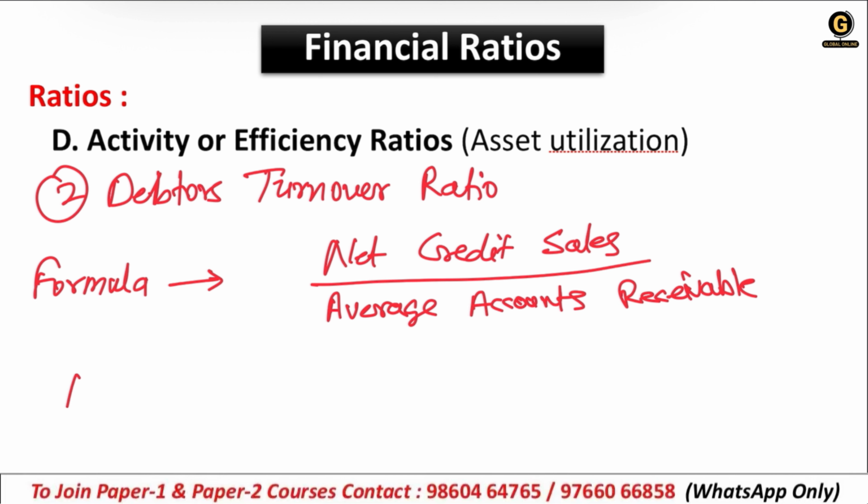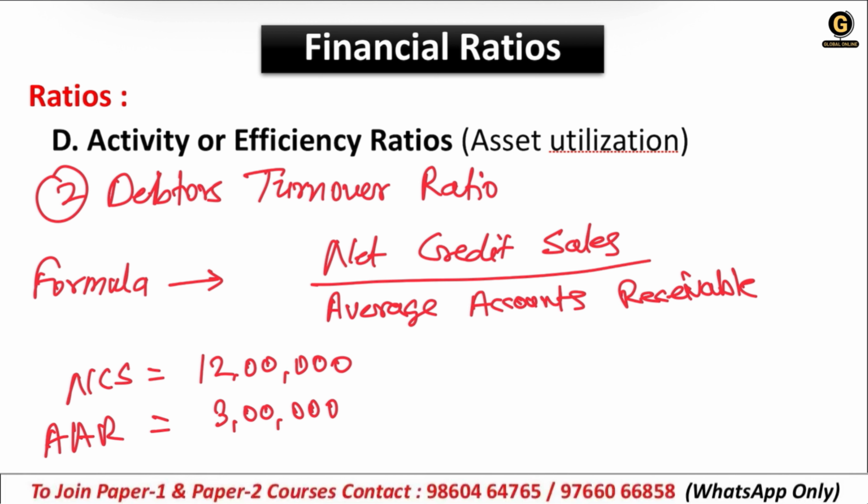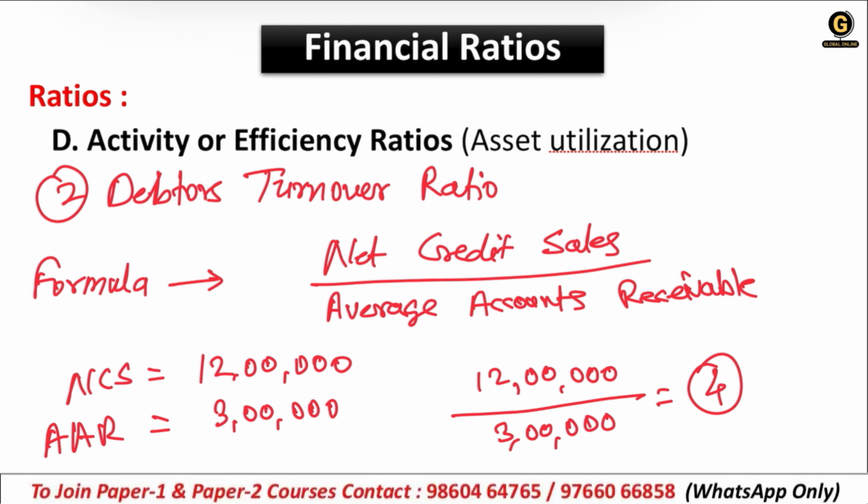Let's say we have net credit sales of rupees 12 lakh, and average accounts receivable of rupees 3 lakh. When we calculate this, what will be the answer? The answer will be 4. So the company collects its receivables 4 times in a year. This is credit sales, which means your receivables are coming in the future, and you need to find out the average accounts receivable, then compare those two.